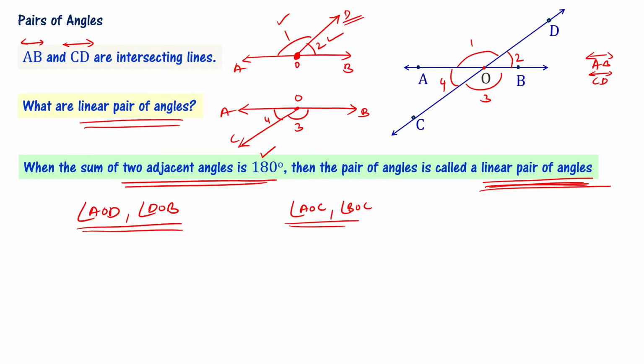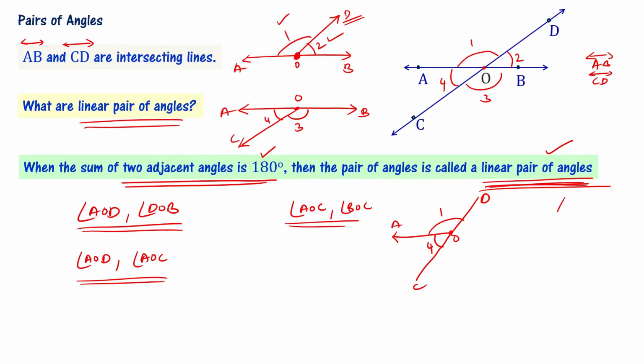Now let's look at another possible combination. Let me take line CD and let me draw ray OA, right? You have angle 4 here and angle 1 here. Their sum is also 180 degrees, and since they are starting from O, that is the common vertex, and OA is the common arm, I can say that these are a linear pair of angles, right? Let's write that. Angle AOD and angle AOC, this is a linear pair of angles, right?